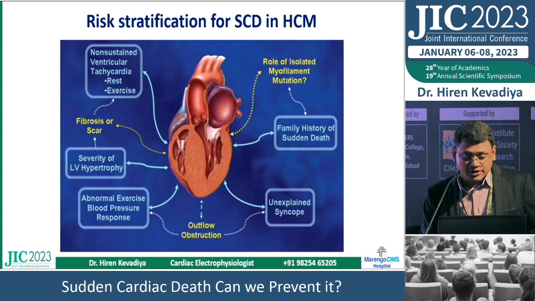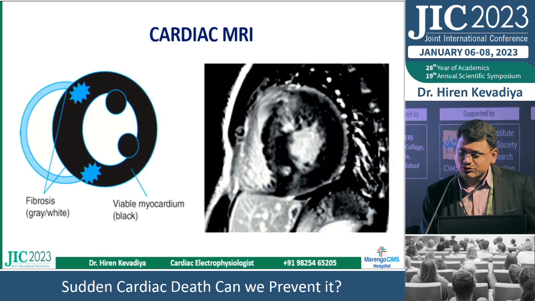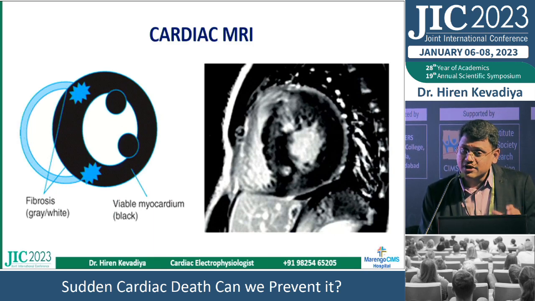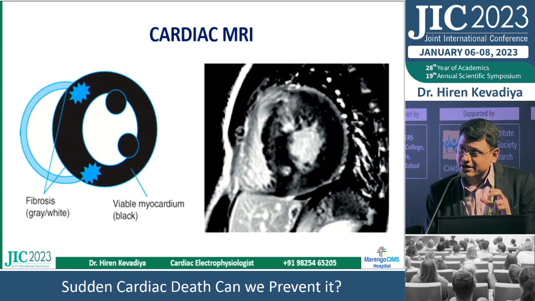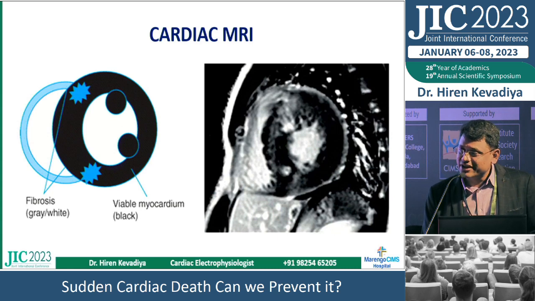So I'm not going into detail of it, but we did a cardiac MRI for this patient, and cardiac MRI was showing a significant transmural scar in the septum. There was mid-myocardial scar. The scar burden was almost 20% of total LV mass. So that suggests that this patient has a significant myocardial scar. He is at a very high risk of sudden cardiac death because of VT or VF.